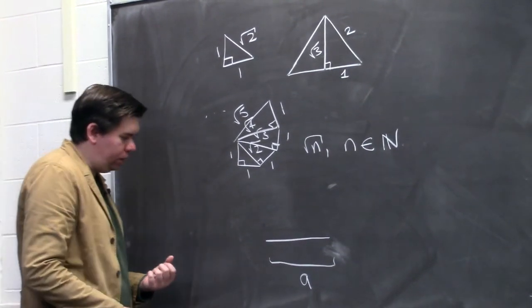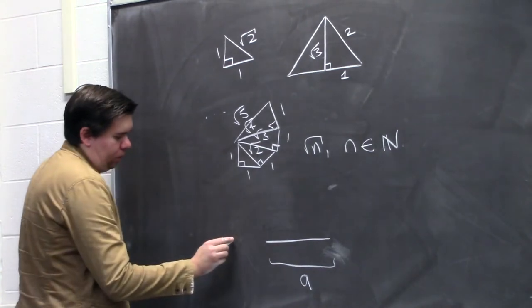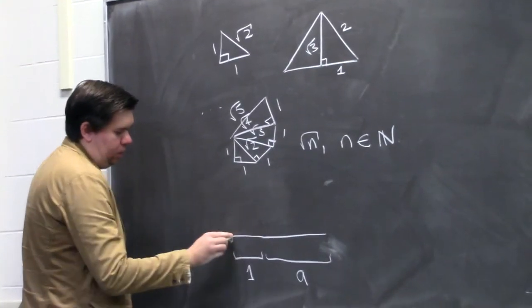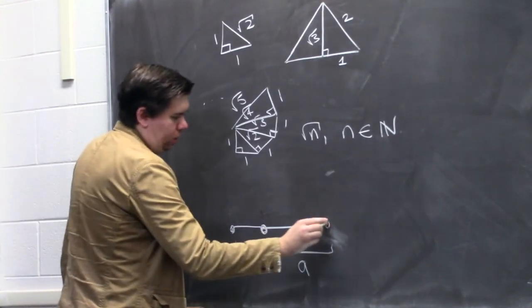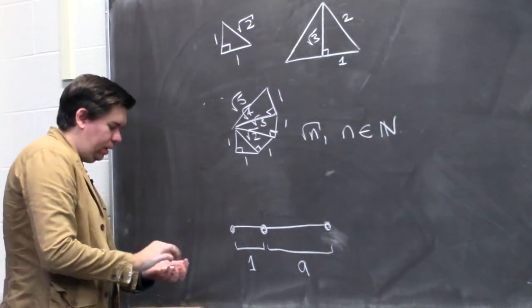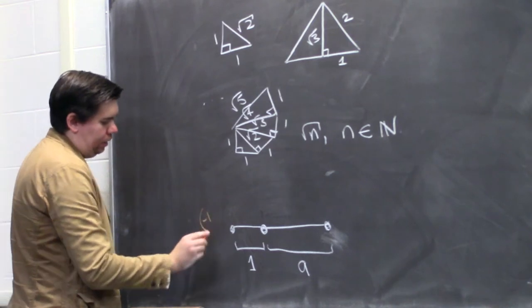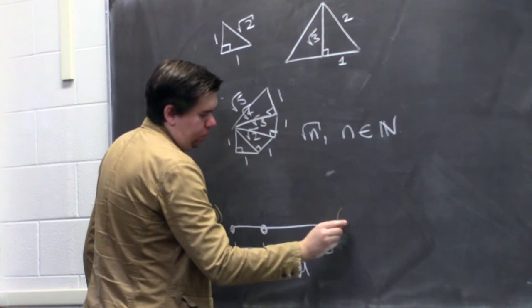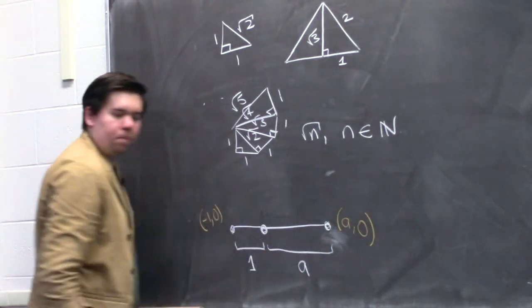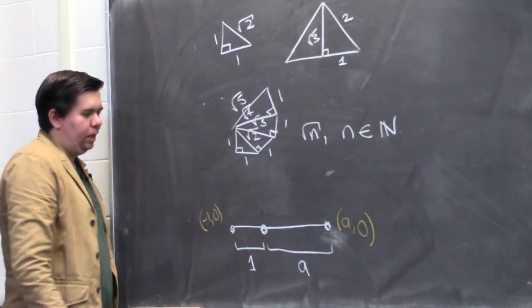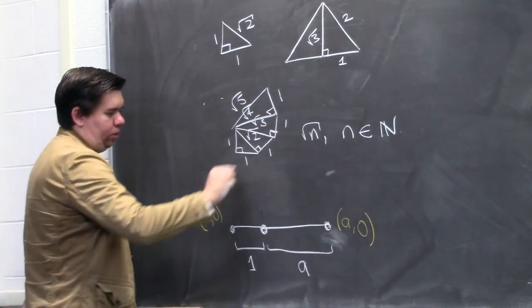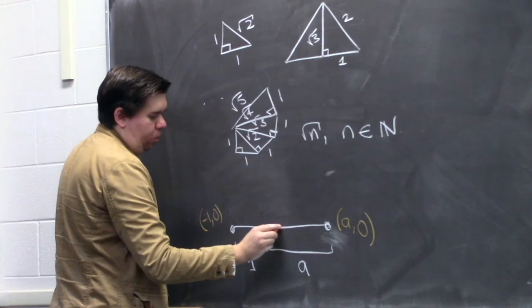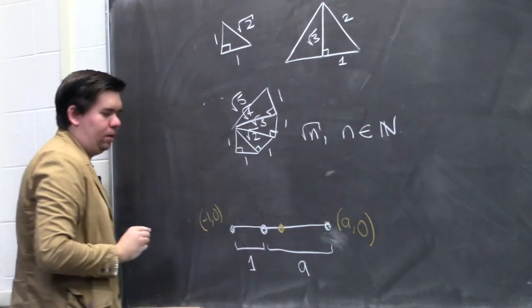Well, what I'm going to do is I also have a unit length. So let me add a unit length onto the end of this. You might think of this as laying along the x-axis, where this point over here is like the point negative 1, 0, and this point over here is just the point a, 0. What I'm then going to do is construct the semicircle that has these two points as ends. How do I do that? Well, I find the midpoint.